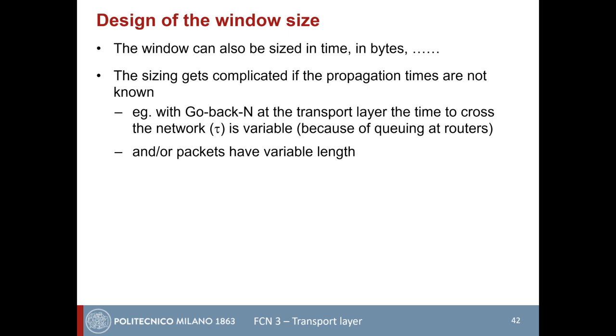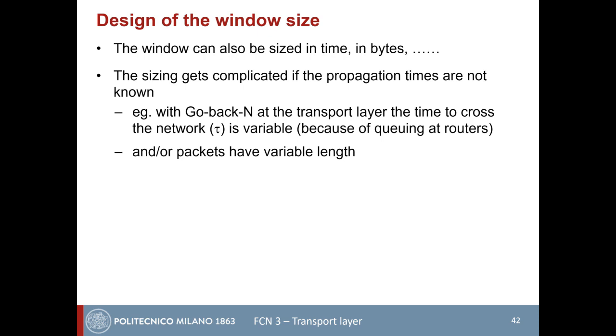For example, if we are implementing Go-Back-N at the transport layer, we are considering an end-to-end system, two hosts in communication. When two hosts are in communication, they are communicating with a logical link. However, this logical link is not a physical link. It's not a point-to-point link. As we have already seen while talking about the application layer, the capacity of this link can only be given in an approximate way as an average capacity.